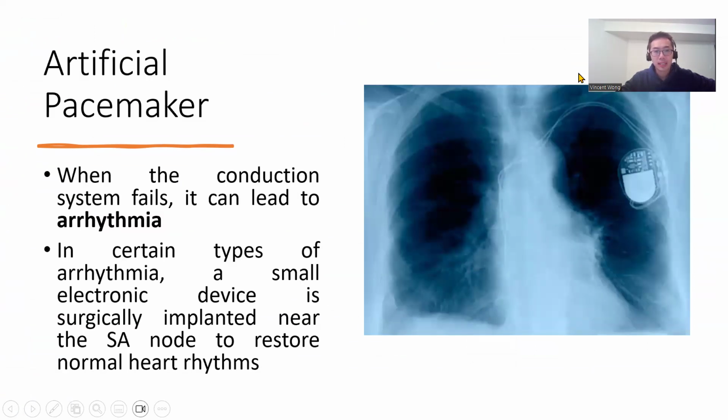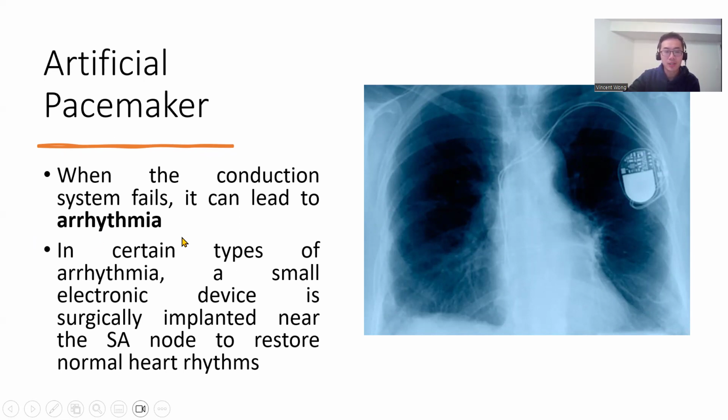So a person is going to need an artificial pacemaker, which is this thing over here, when the conduction system fails. The conduction system can fail in a number of ways, and depending on what kind of failure you have, the result can vary in severity. Some are more serious than others. Sometimes it can lead to arrhythmia.